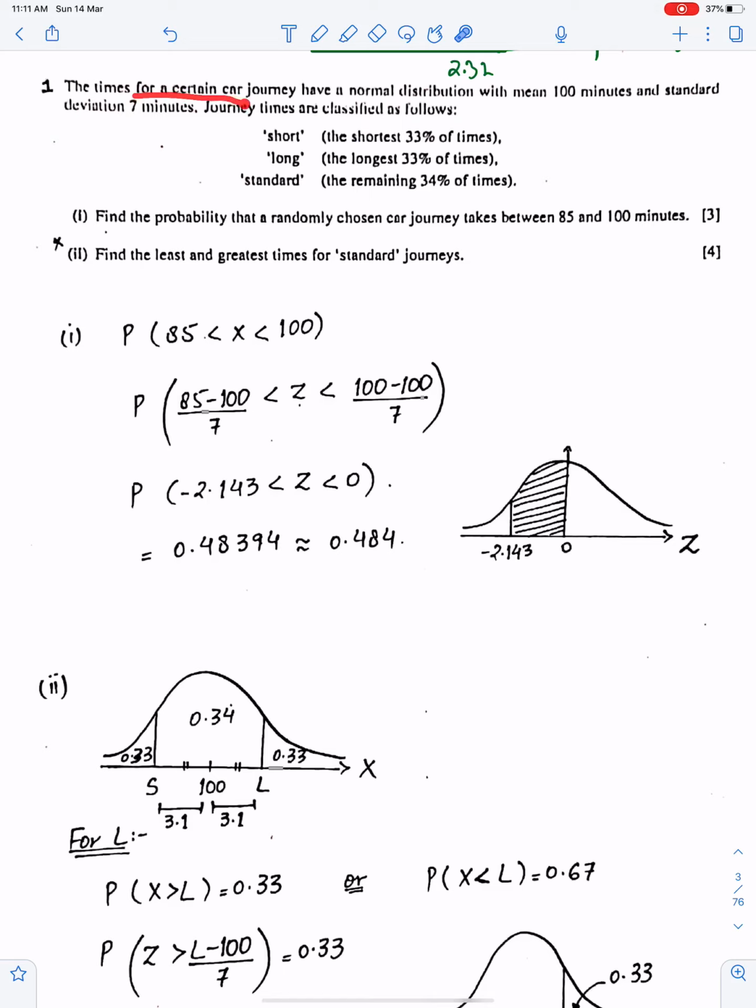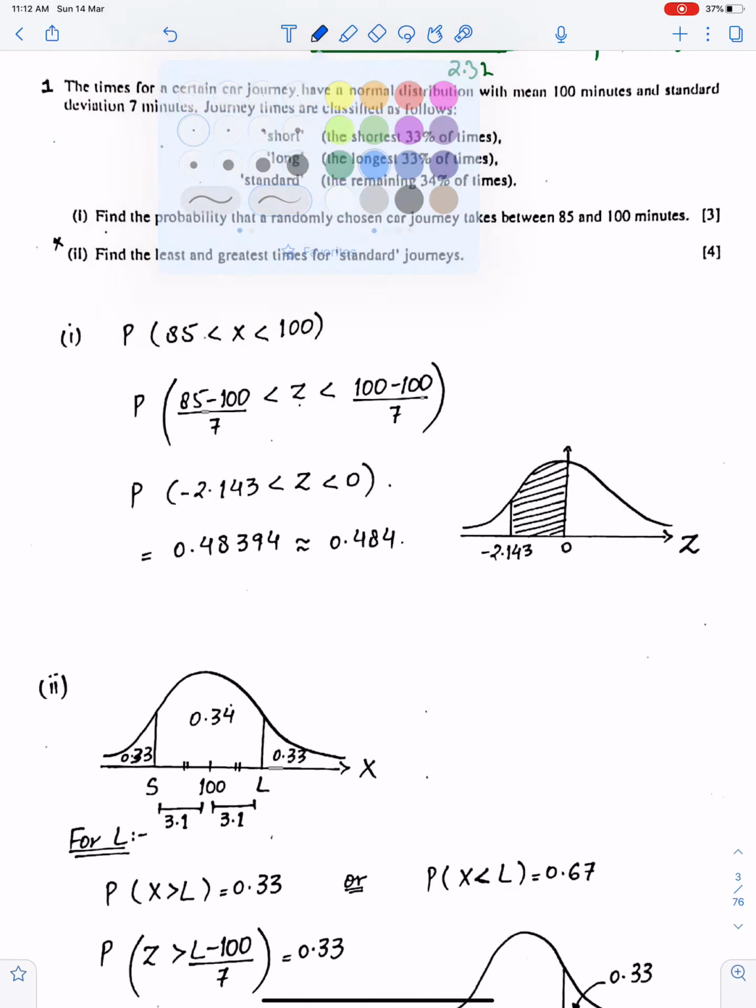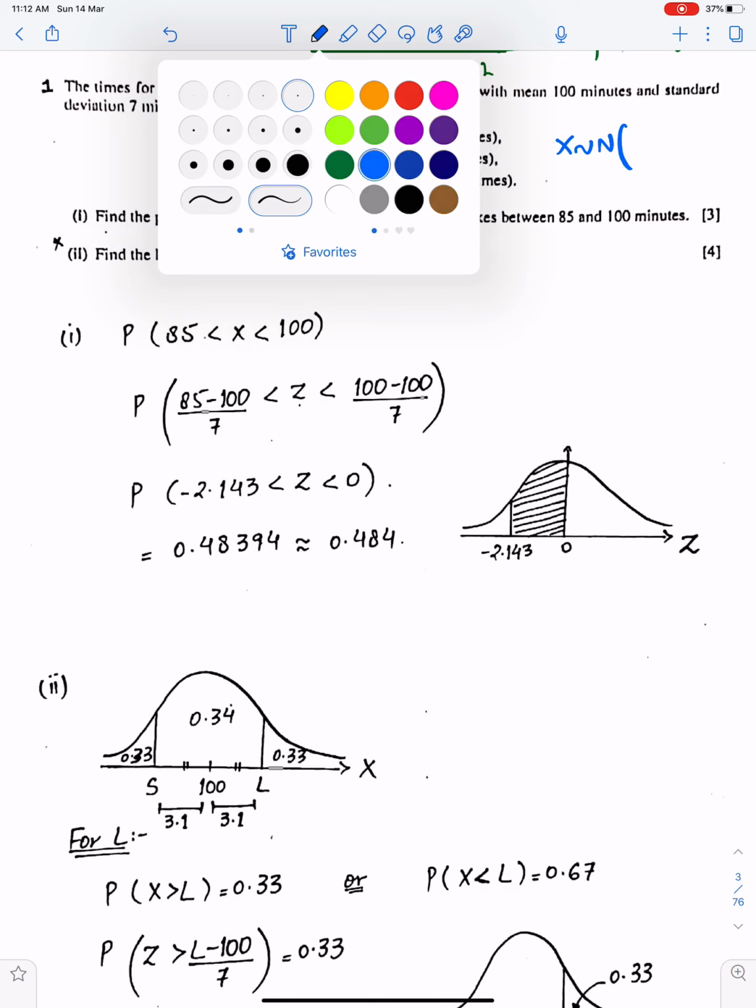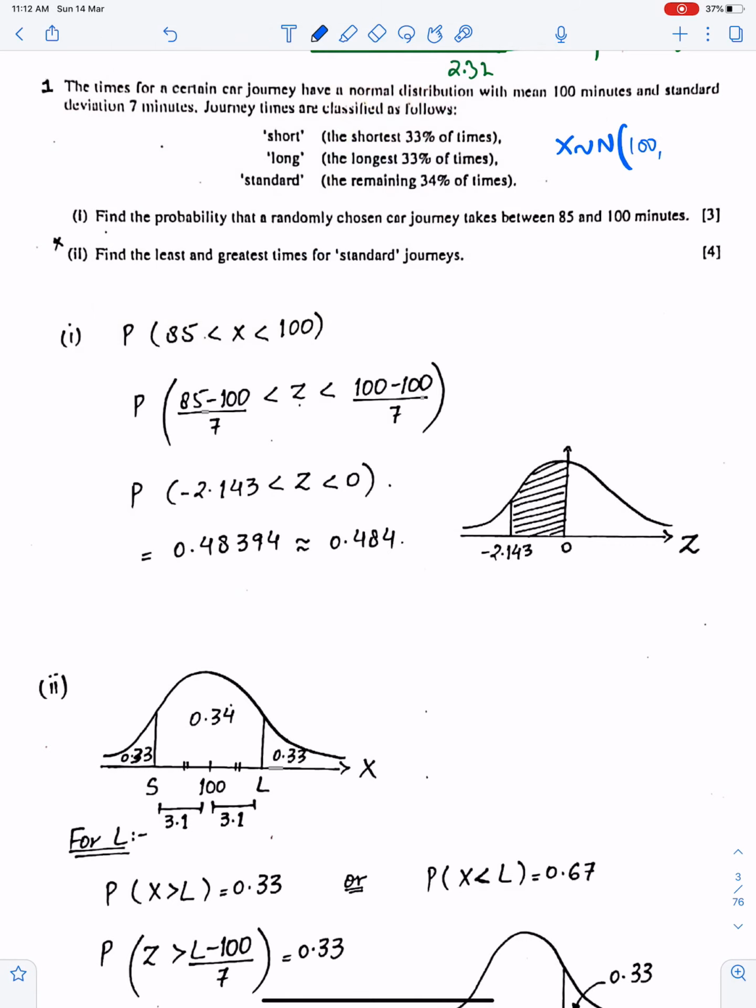The times of a certain car journey have a normal distribution with mean 100. This is mu. And standard deviation is 7. This is sigma. So two pieces of information are given. This is the normal distribution with mean 100 and variance 7 squared. And these are some important pieces of information regarding the short journey, long journey, and standard. The short is 33%, long is 33%, remaining 34%. This information will be used in the second part.